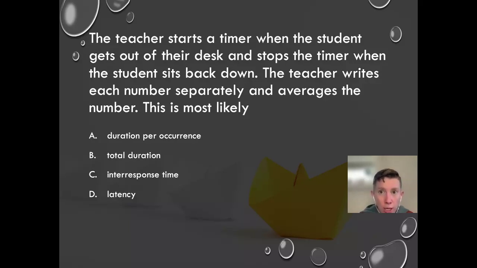If it was total duration, we might not even write down the number. We might just restart the clock the next time the behavior started and then stop the clock when it stopped again. And then at the end of, let's say, the hour, we would have the total duration, or the total amount of time of that hour that they spent doing that behavior. But duration per occurrence is correct because we're writing down the number separately and then we're averaging the number.